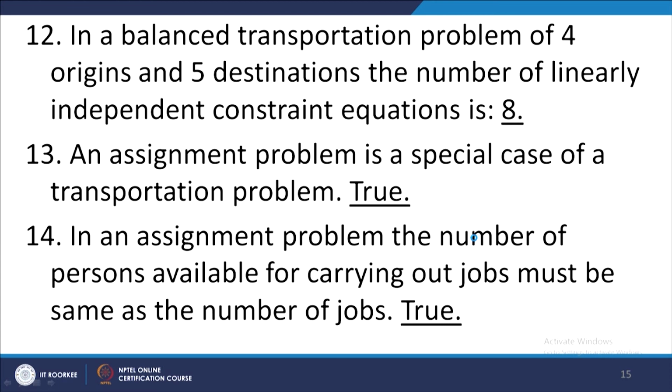Question number 13. An assignment problem is a special case of a transportation problem. The answer is true. Question number 14. In an assignment problem, the number of persons available for carrying out the jobs must be the same as the number of jobs. Answer is true.